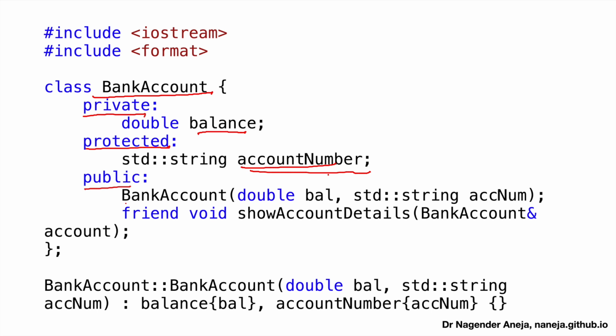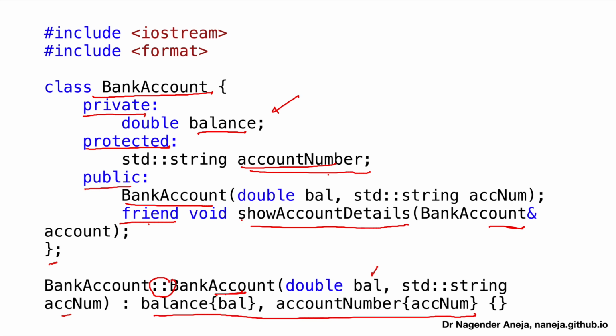And there are public functions, which is the constructor, and then we have show account details. It's an external function, it receives this account, and it's a friend function. Since we have declared it as a friend, it means that you can access these variables directly in this function. So we have a bank account. We are defining it now outside this class using the scope resolution operator. We have initialized these values, receiving the balance and the account number. We are using the initializer list here to initialize the balance and the account number. So we have two member variables, balance and account number.